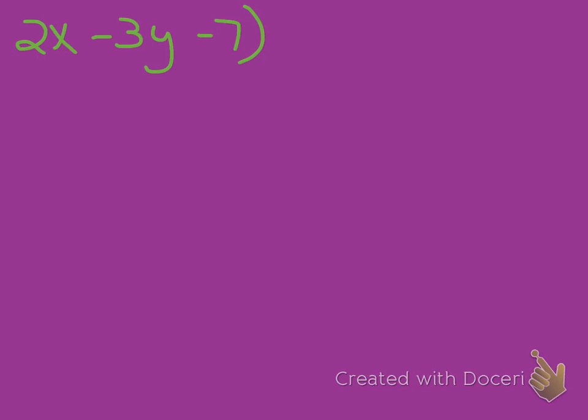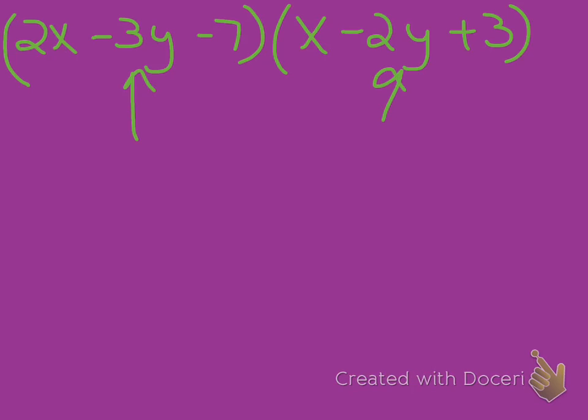Okay. So then we're going to multiply by x minus 2y plus 3. Last time, they were in kind of an order, and these are somewhat in order. I have an x first, a y next, and then a number last. And so that's going to help us find our like terms. All right, we're going to have lots to do, and they're going to show you two methods.